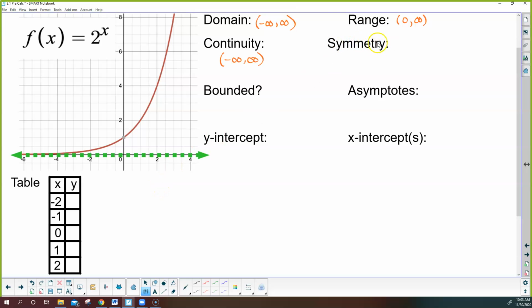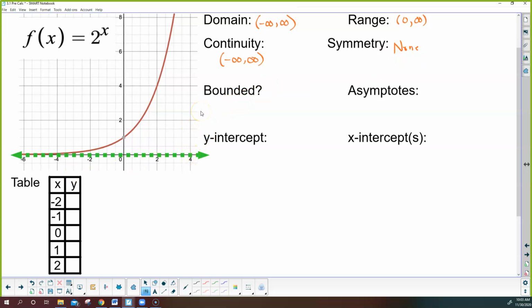All right, symmetry. We have the odd or even symmetry from before. Since I can't reflect this, if I had a point on this side, it doesn't reflect over to the left side, so I cannot reflect it over the y-axis, which means it is not an even function. If I was to take a point here and rotate it 180 degrees, it doesn't produce that same graph, so it is not an odd function, and in this case, it is neither odd nor even. So in this case, we would say there is no symmetry, or you could just say none.